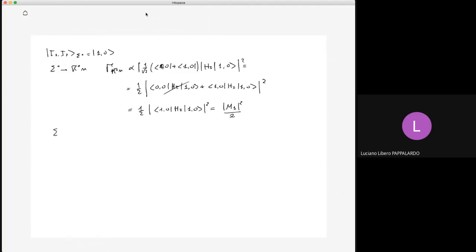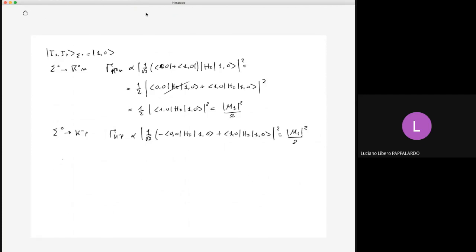Now we do the same exercise for the other decay mode. So the sigma zero now decaying into a K minus proton. The decay width is proportional to 1 over square root of 2, then we have (minus <0,0| plus <1,0|), times |1, 0>, squared. And this is m1 squared divided by 2.